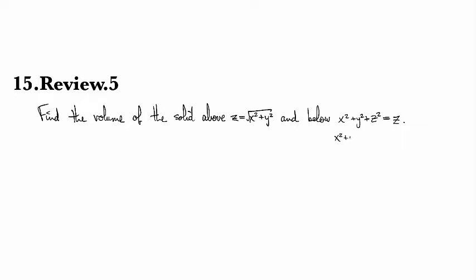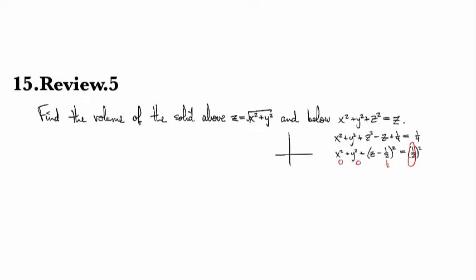So x squared plus y squared plus z squared minus z is equal to 0. But if I add a fourth onto each side, then I can complete the square, and it's x squared plus y squared plus (z minus 1/2) squared equals (1/2) squared. So this is a sphere of radius 1/2 centered at 0, 0, 1/2.